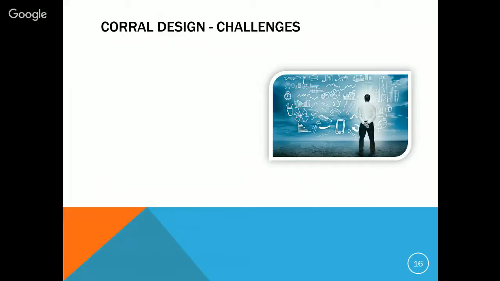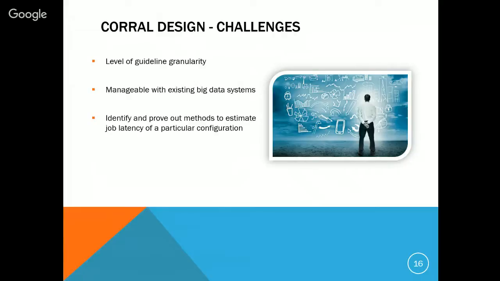So, what are the challenges that we have for this Coral design? The first one talks about the level of guideline granularity. So we need to make sure to define what granularity we're going to work with here. This mainly is discussing providing a target machine for each task of a job. That's one option. Another challenge is to have it manageable with existing big data systems. The third one is to identify and prove out methods to estimate job latency of a particular configuration.